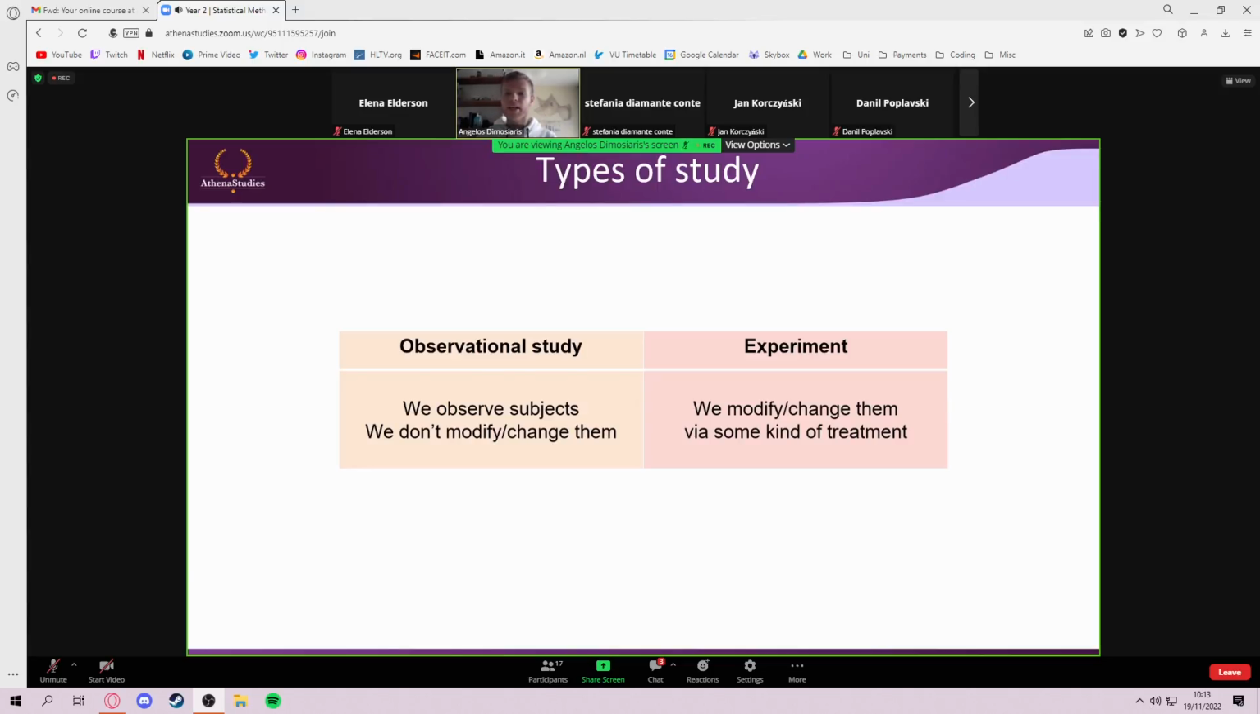And on the other hand, we have the experiments, where we actually try to change something in the participants. We try to modify them with some kind of a treatment. Now, I know that an experiment can be a very easy thing to think of. But what about an observational study? Can you come up with an observational study? Can you give me an example of an observational study?